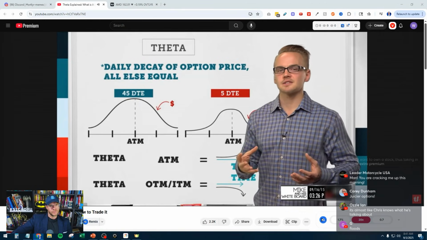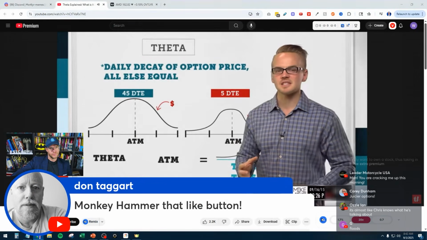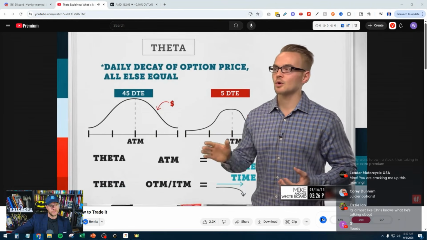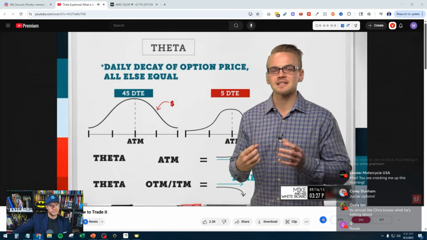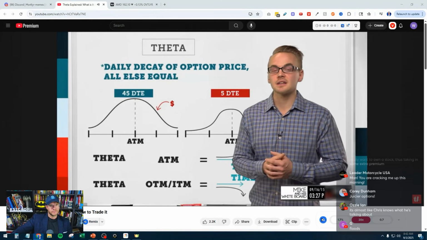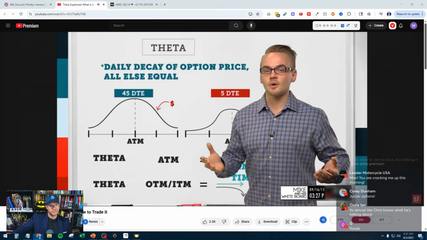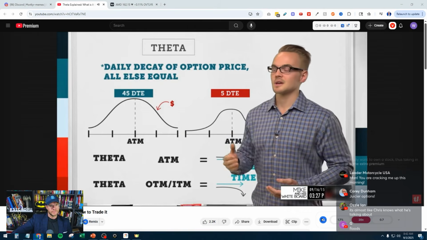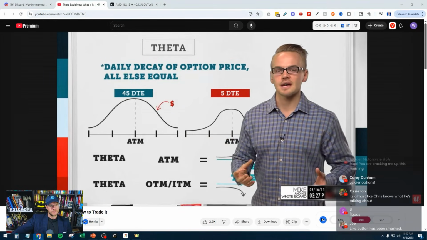One of the biggest things to note is that it's a nonlinear value. So you're going to see theta jump all over the place, especially when you're looking on the platform, because this is an example when we're holding all else equal. When we're looking at the option price and stock price not moving at all and implied volatility not moving at all, this is maybe what you might see. But since we all know that the stock price moves all over the place and so does implied volatility, we're going to see a very nonlinear and very dynamic theta value pretty much all the time.